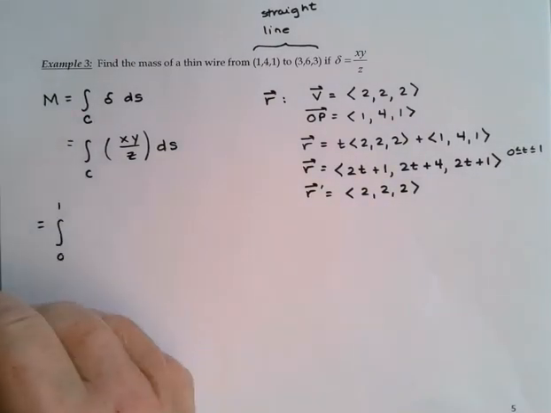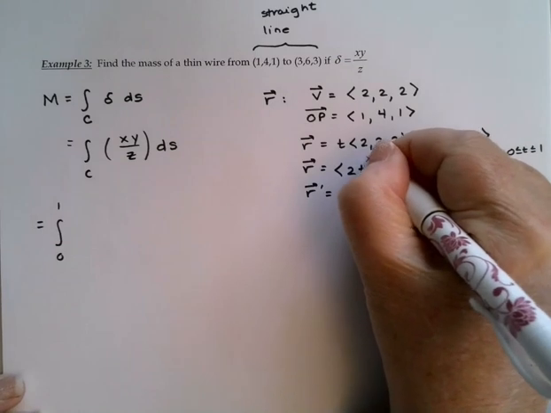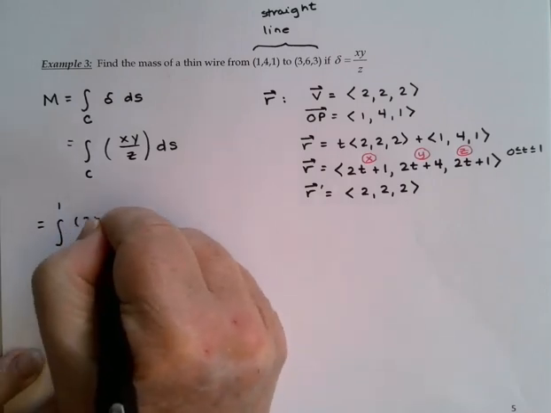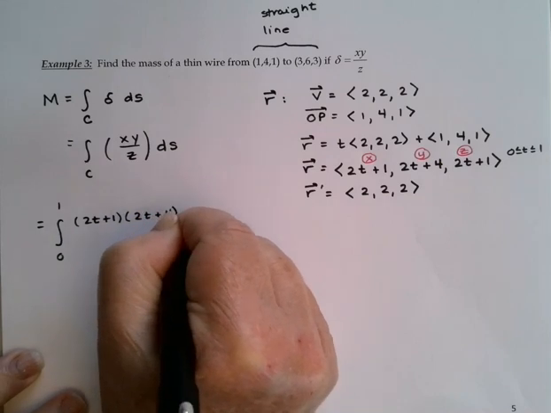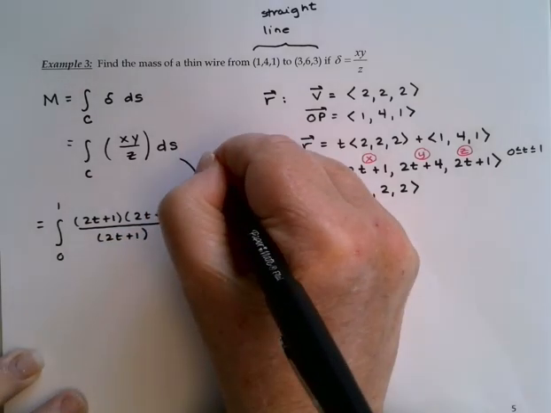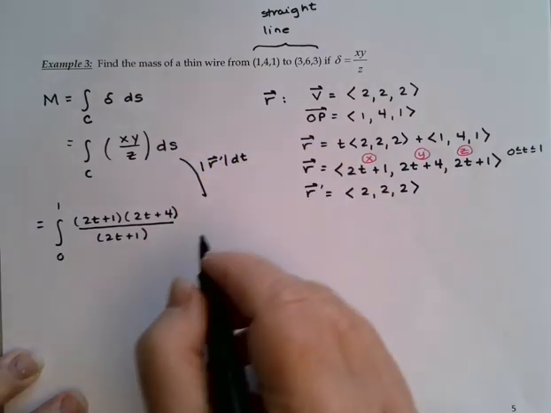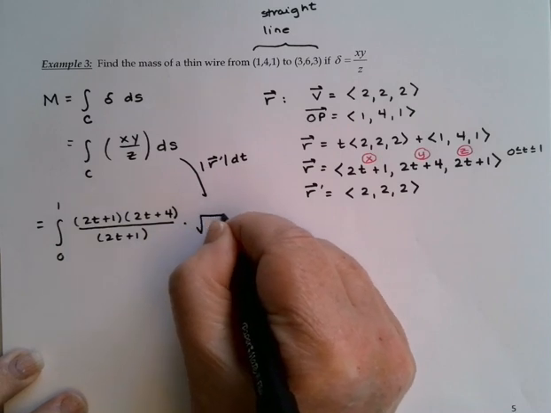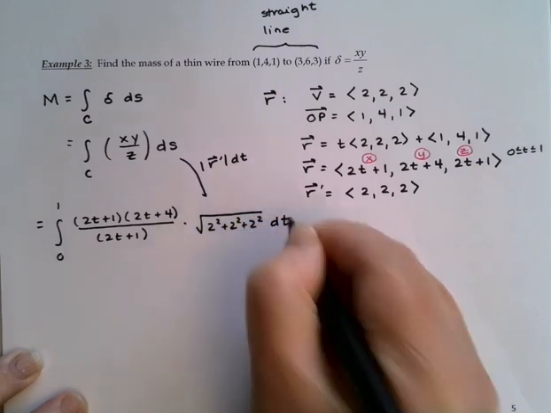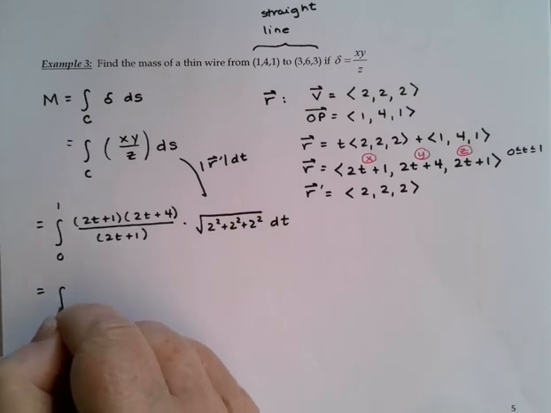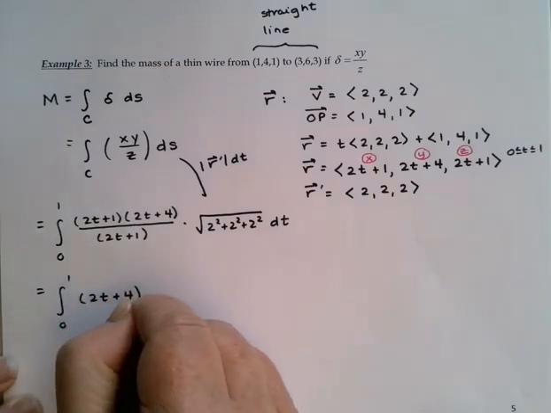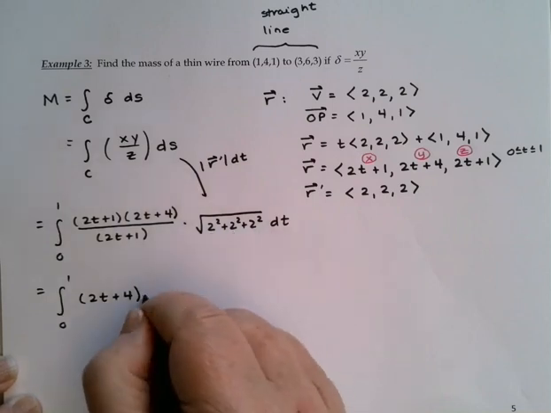We are going from 0 to 1. Remember, r defines the x, the y, and the z. So x is 2t plus 1. y is 2t plus 4, divided by z, which is 2t plus 1. ds, just as a reminder, is the magnitude of r prime dt. So that would be the square root of 2 squared plus 2 squared plus 2 squared dt. And I got lucky this time. I can divide out the 2t plus 1, so that just simplifies to 2t plus 4. That's the square root of 4 plus 4 plus 4, or the square root of 12.